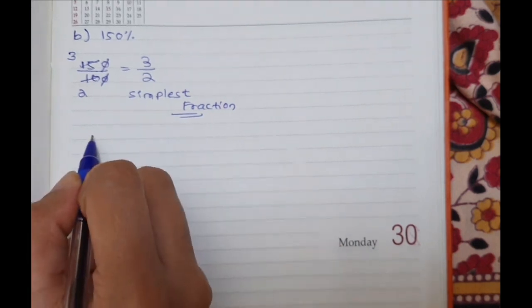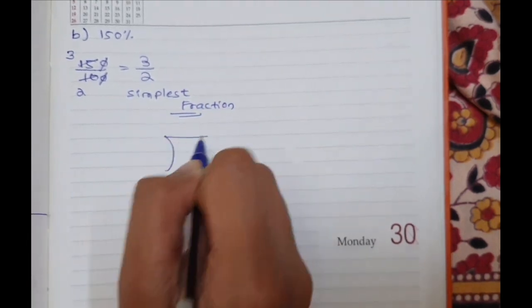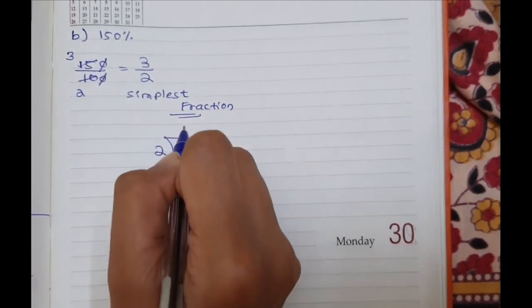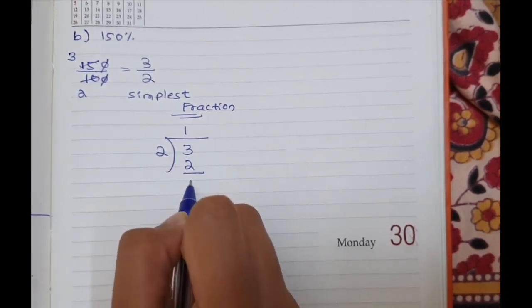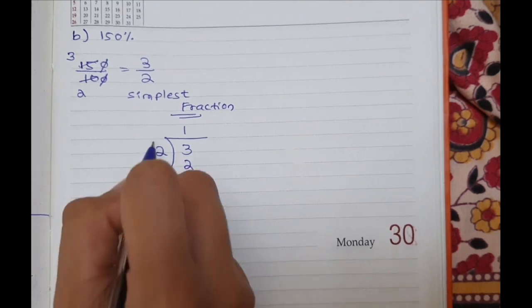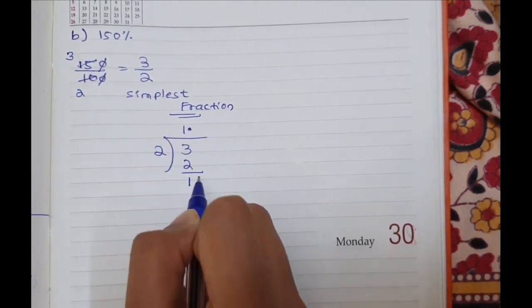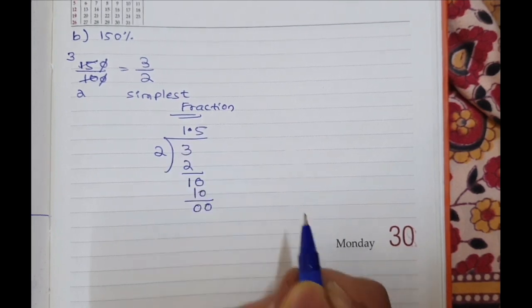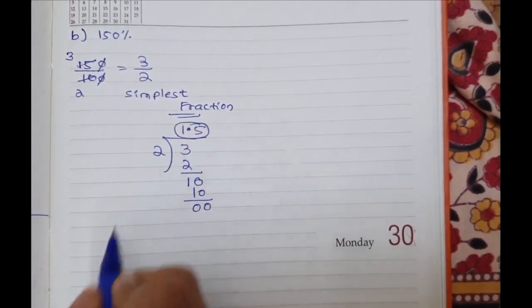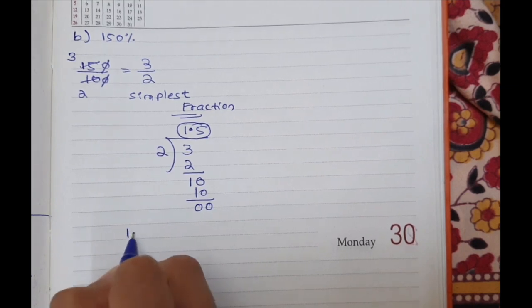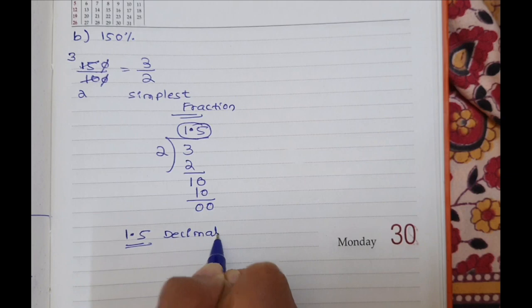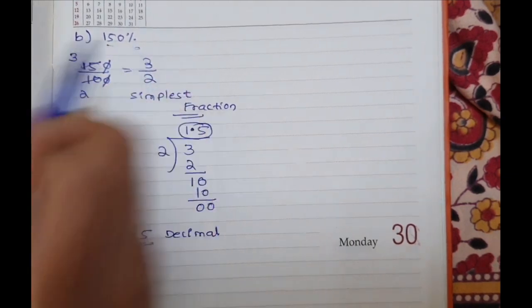Now we have to find the decimal form. How to find? 3 divided by 2. 2 ones are 2. 3 minus 2 is 1. 1 is less than 2. So let me put a point here and a 0 here. 2 5s are 10. 10 minus 10 is 0. So the answer is 1.5. 1.5 is the decimal form of 150%.